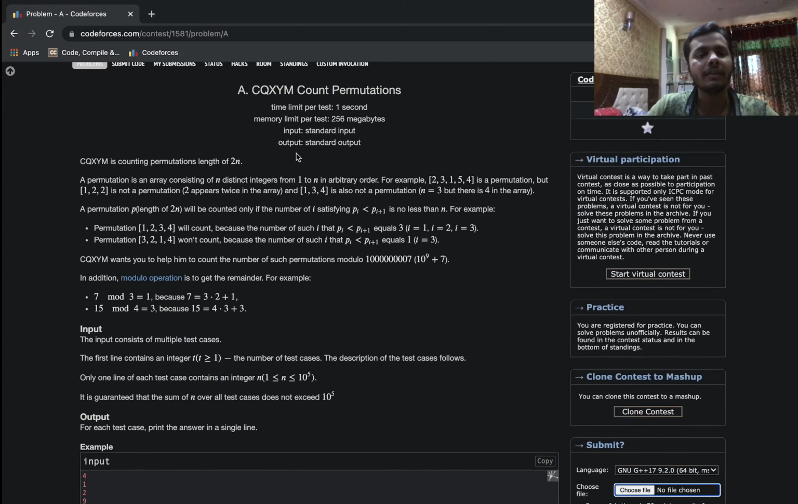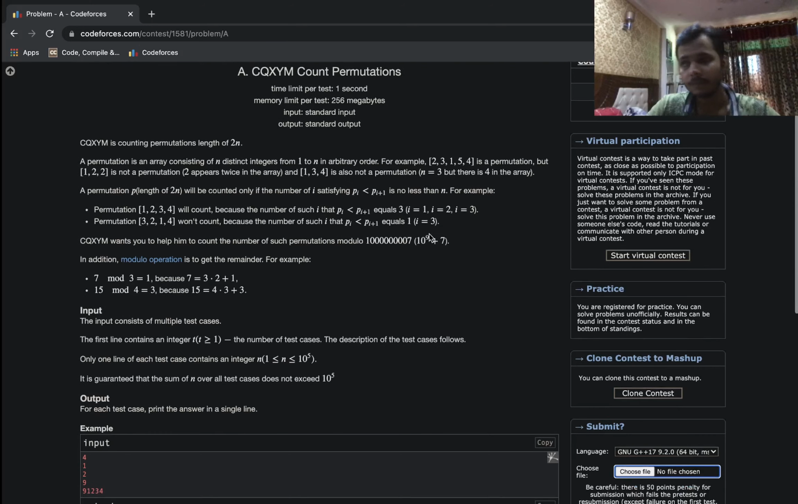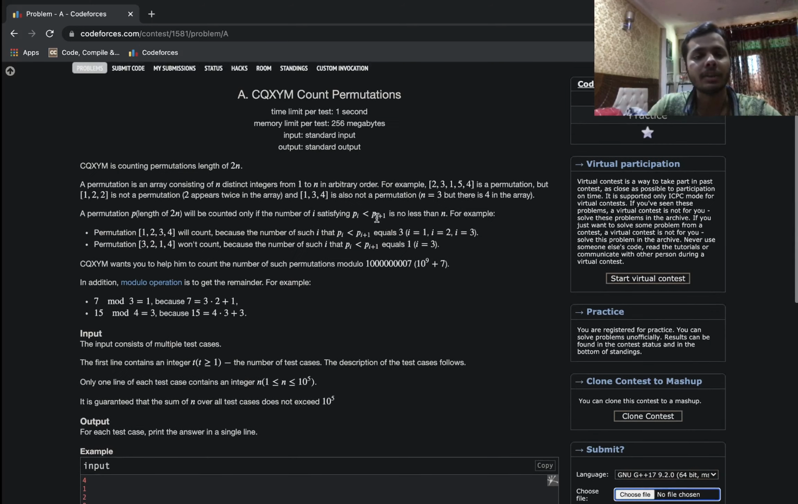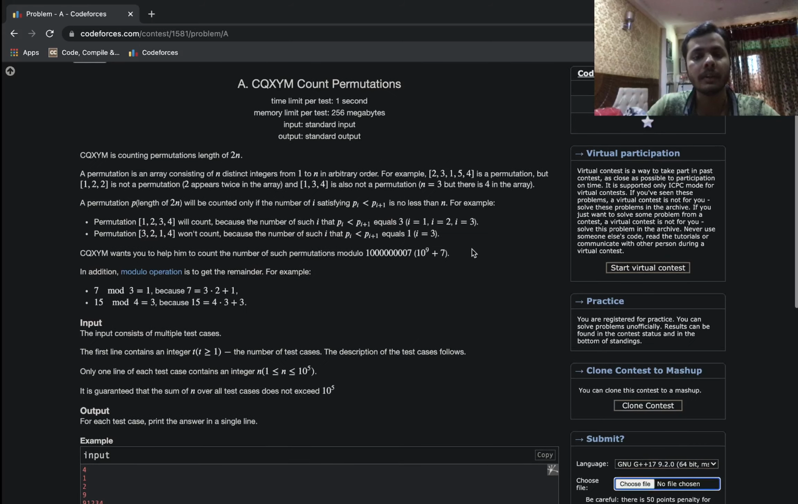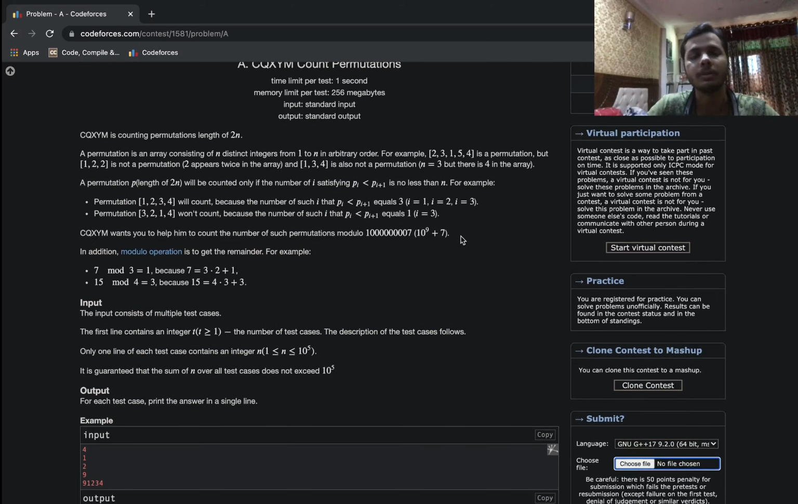In this problem we have to count the number of permutations of length 2n such that the value of the permutation is at least n. Now let's define the value of a permutation. The value of a permutation is the number of indices i for which p of i is less than p of i plus 1, right? And a permutation is just a combination of integers from 1 to 2n where every integer occurs exactly once, right? Yeah, so that's a permutation and that's the value of a permutation.